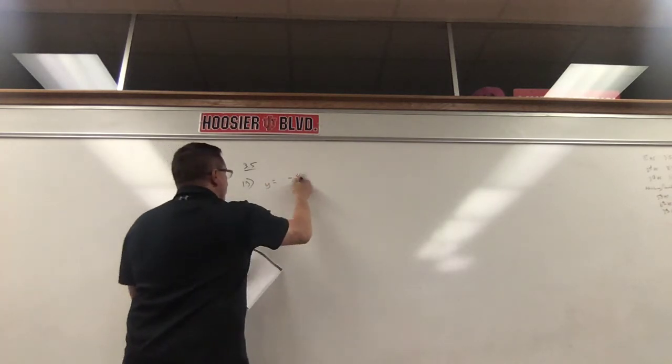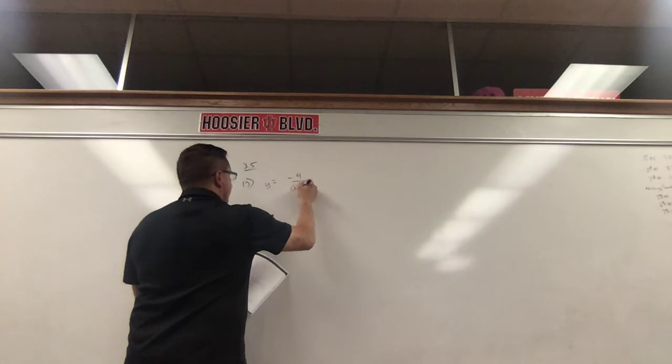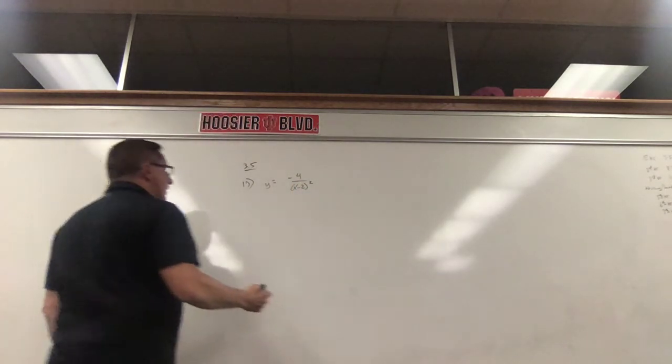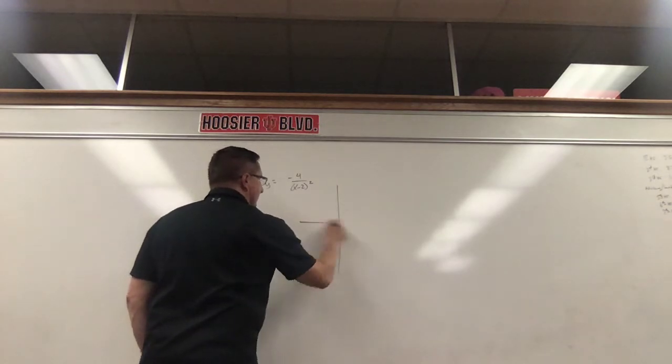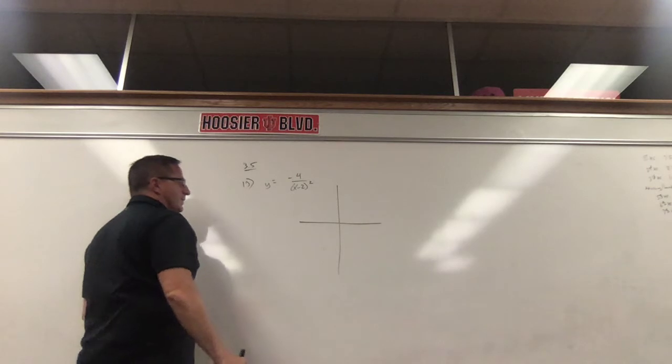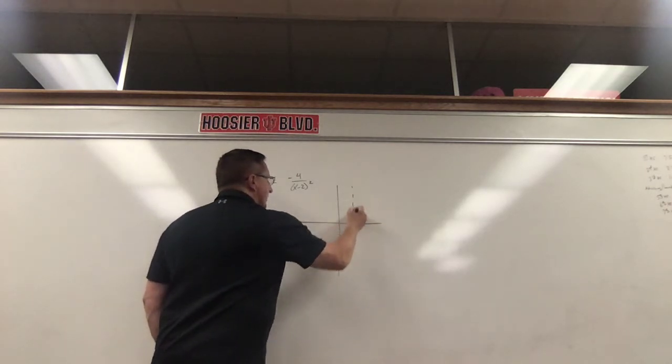So we have -4 over (x minus 2) squared. Okay, so here's what we need to do. First off, our vertical asymptotes. For our vertical asymptotes, what makes the bottom 0? So what makes the bottom 0? 2. So at x equals 2, we draw our vertical asymptote.